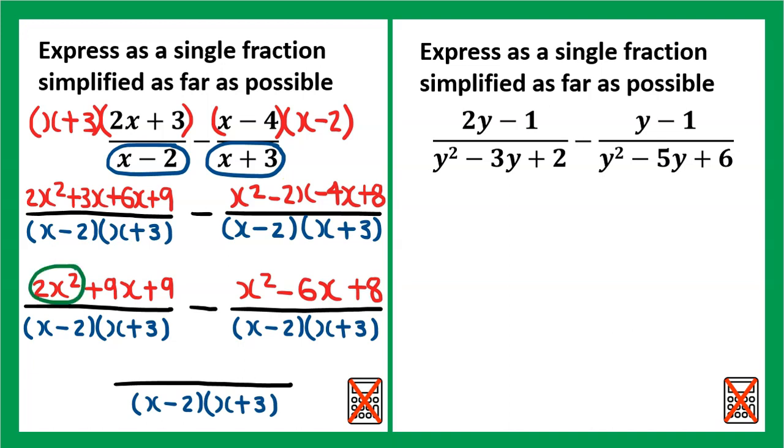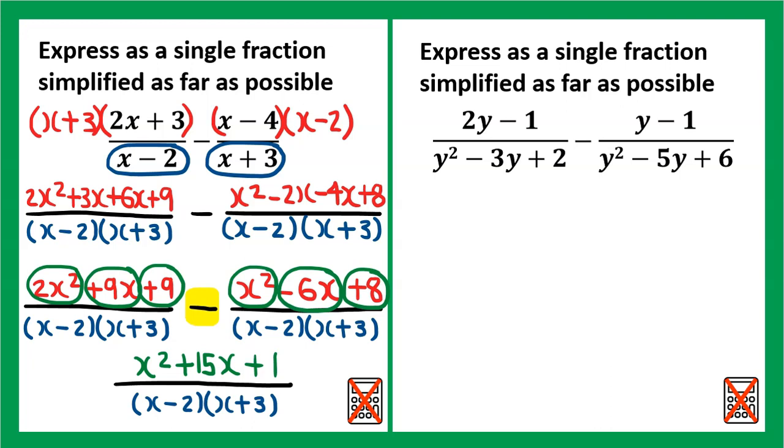We have 2x squared, and this time, be careful, we're subtracting. 2x squared minus x squared is x squared. Next, we have 9x, but we're subtracting negative 6x, which actually has the same impact as adding. So we'd end up with 9x plus 6x, which is 15x. And lastly, we have 9 take away positive 8, which would be plus 1.